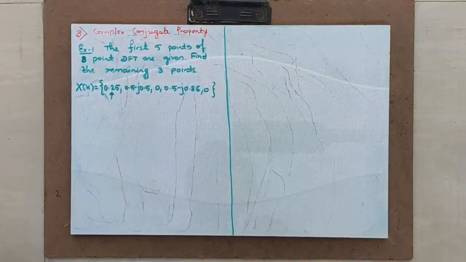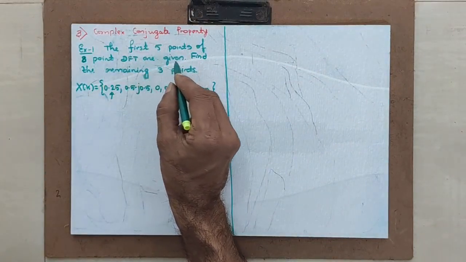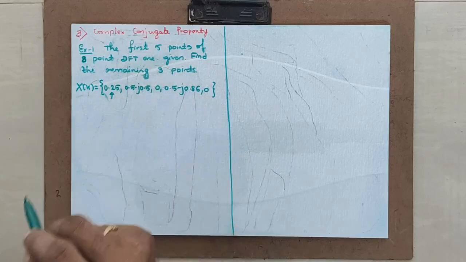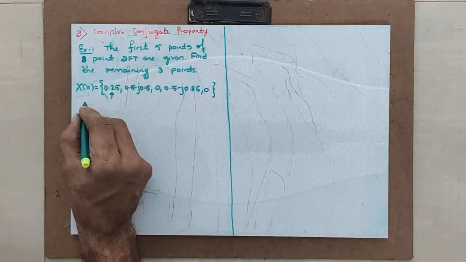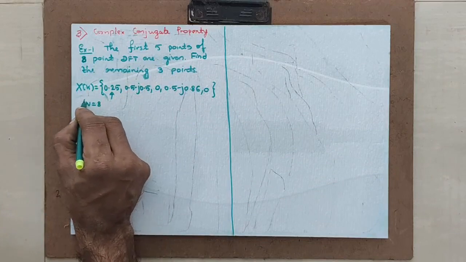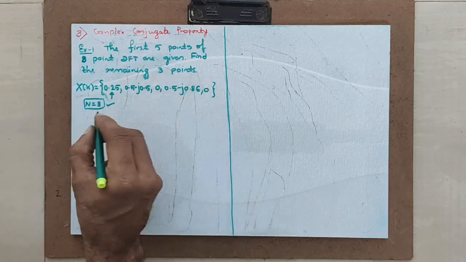Okay, let us solve this example. The example says that the first 5 points of an 8-point DFT are given below. Find the remaining 3 points. Now the first 5 points are given and it's an 8-point DFT. Here n is equal to 8. Let us note that n is equal to 8.